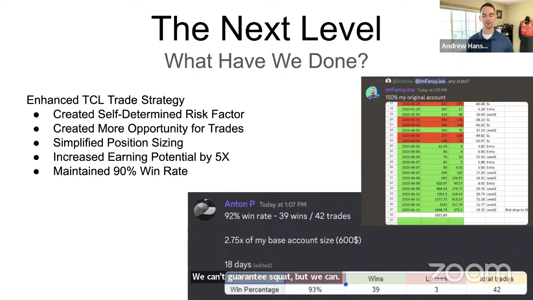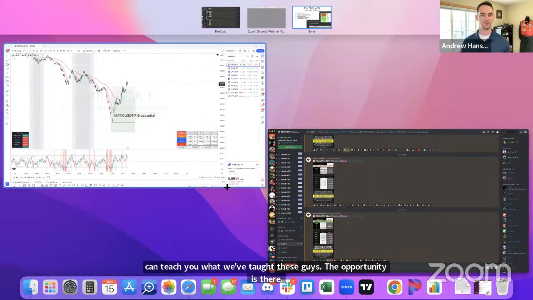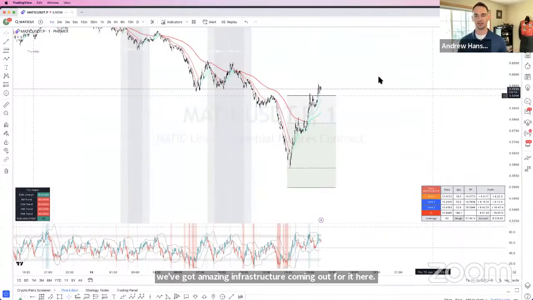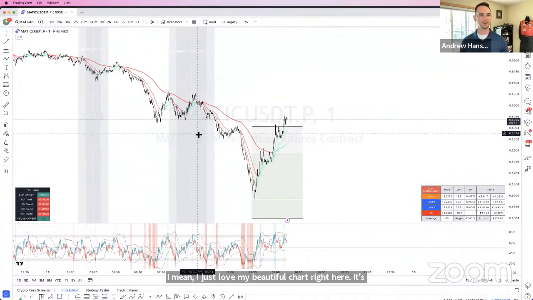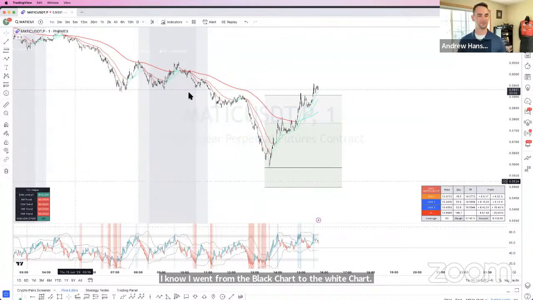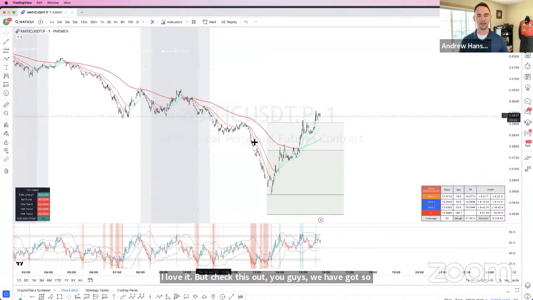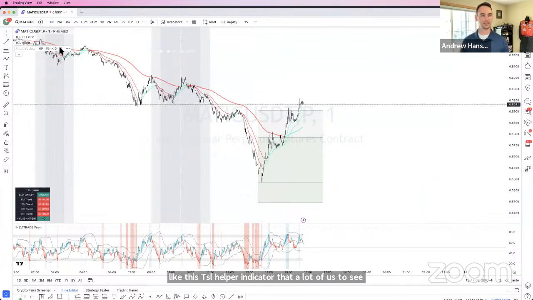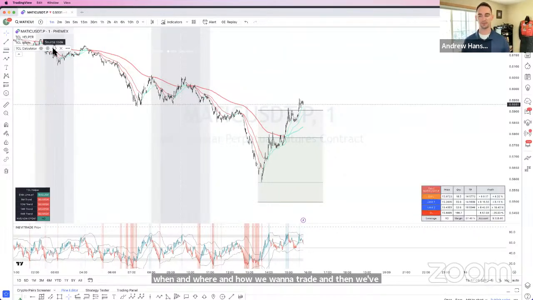And what's so cool is we see these kinds of things happening, and we've got amazing infrastructure coming out for it here. I just love my beautiful chart right here, this beautiful white chart. I went from the black chart to the white chart. I love it. But check this out, you guys. We have so many cool resources coming out to help us trade this, like this TCL helper indicator that allows us to see when and where and how we want to trade. And then we've got the new TCL calculator indicator right here, which is absolutely phenomenal.